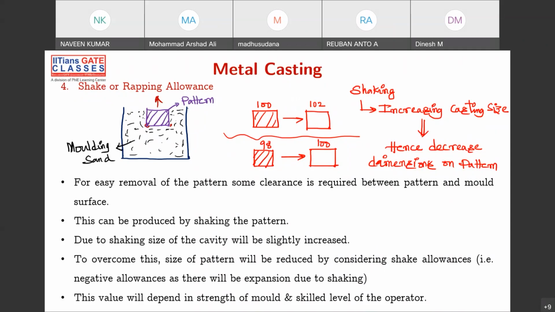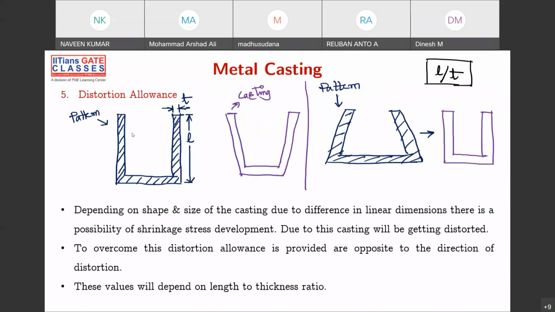Satish is saying zero allowance. What are you talking about, Satish? And Prabhakar, I think we are done with the shaking. We are going into distortion allowance.